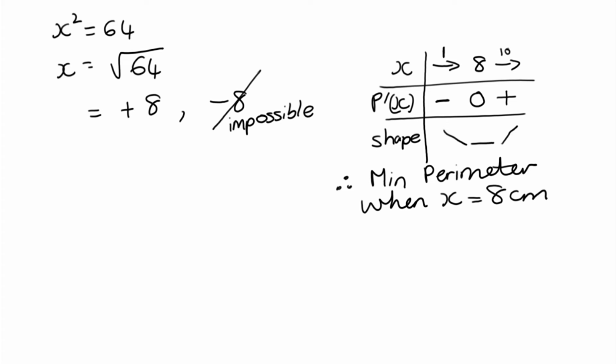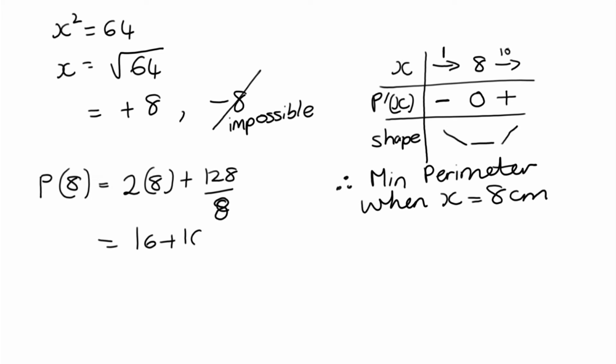You were also asked to find the value of P. So P of 8 equals 2x plus 128 over x, but we know x is 8, so 16 plus 128 divided by 8 is 16 as well, so 32. And perimeter is just the length, so 32 centimeters.